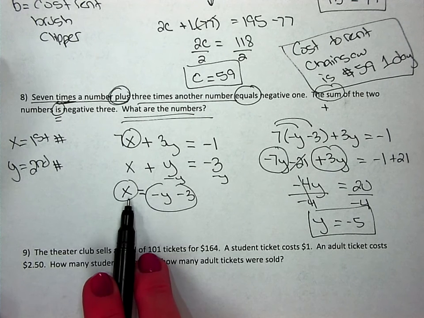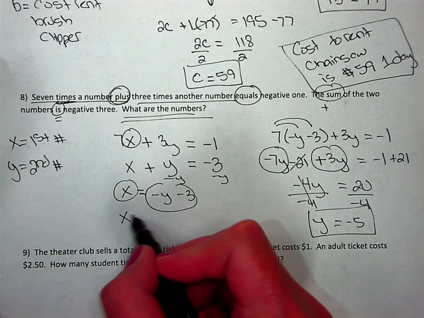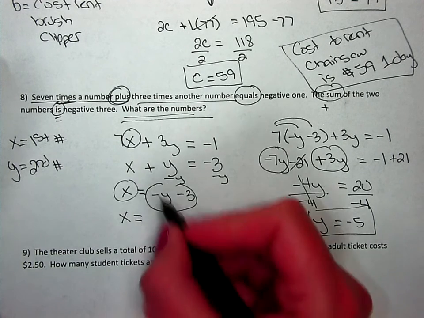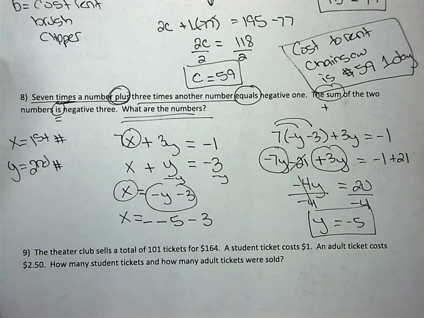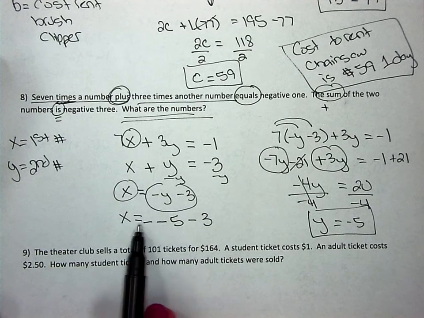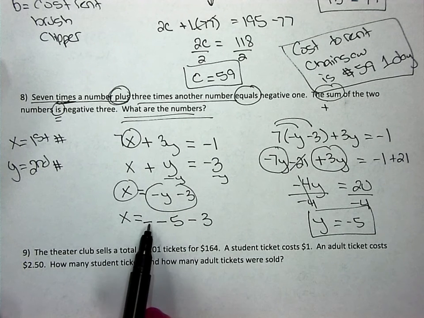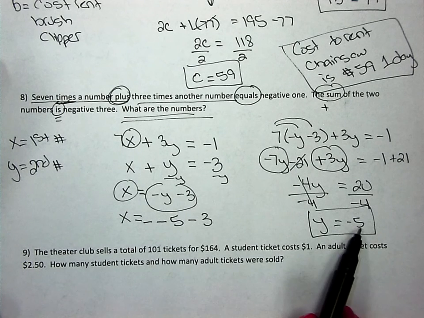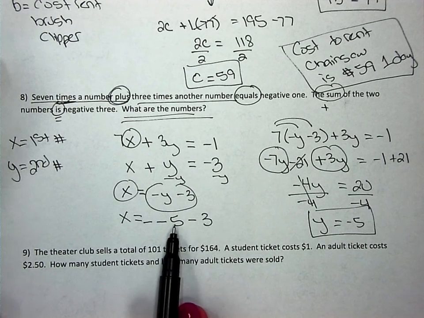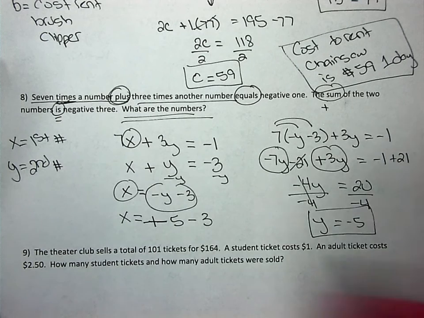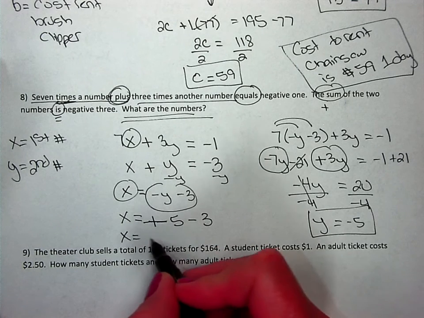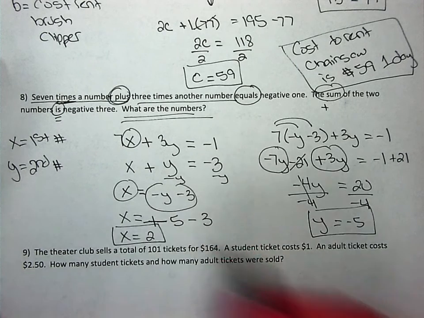We already solved for x, so let's just plug it in. So x equals -5 minus 3. So you have to be careful and watch your negatives sometimes. The first one comes from that negative sign. The second one comes from the fact that y is a negative number. That negative turns into a +5. So 5 minus 3 equals 2.